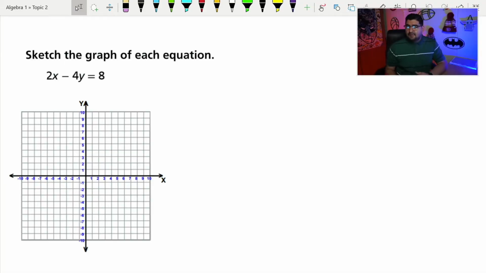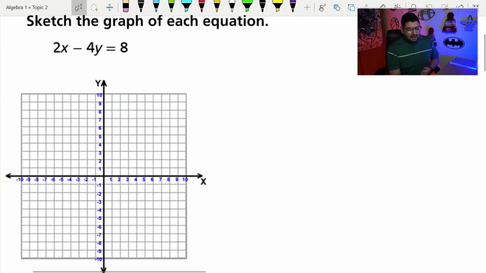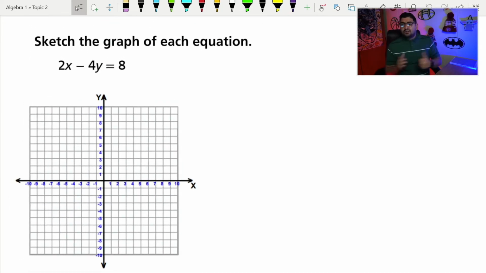So here we have the instructions that say sketch the graph of each equation. Well, we're only going to look at one for right now. And it says 2x minus 4y equals 8. And here we have a graph ready for us to use. So we're going to use the same tips that we used last time to find the x and y intercepts. So this is essentially how we graph an equation.